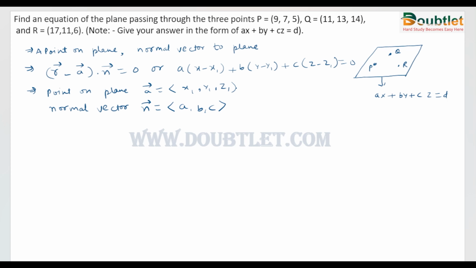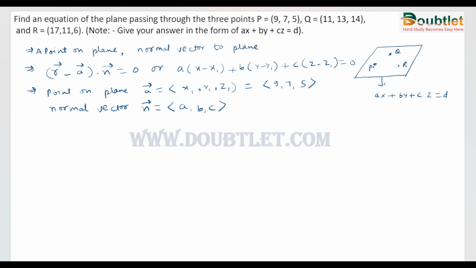So we have been given this point, so let's assume this point is P. We can write the value of x1 as 9, y1 as 7 and z1 as 5. We can take any other, we can take Q or we can take R also in this place, but the equation will remain the same.